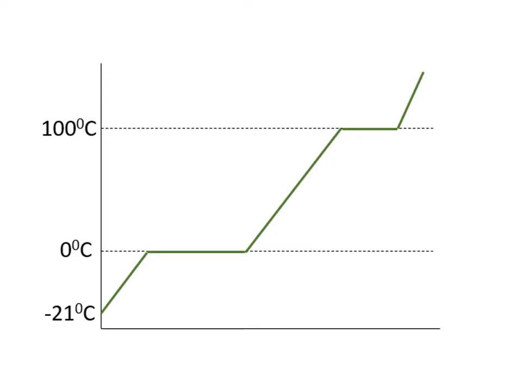So the temperature increased as a solid, the temperature increased when it was a liquid, and the temperature increased when it was a gas. But the temperature did not change when it was melting, and the temperature also remained constant when it was boiling.